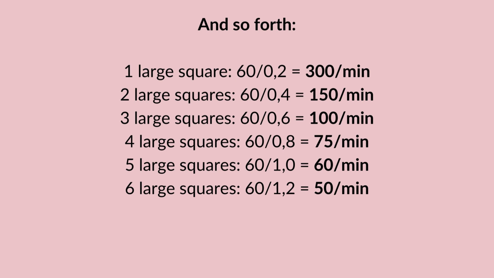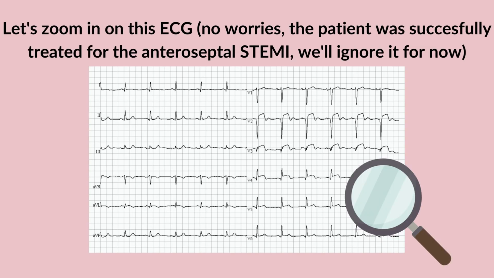One large square is 300 per minute, 2 is 150, 3 is 100, 4 is 75, 5 is 60, and 6 is 50. Let's zoom in on this ECG. No worries, the patient was successfully treated for the anteroseptal ST elevation myocardial infarction, and we'll ignore it for now.